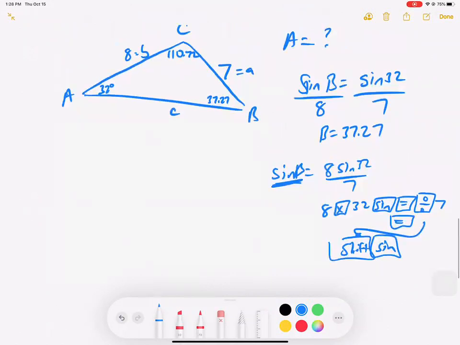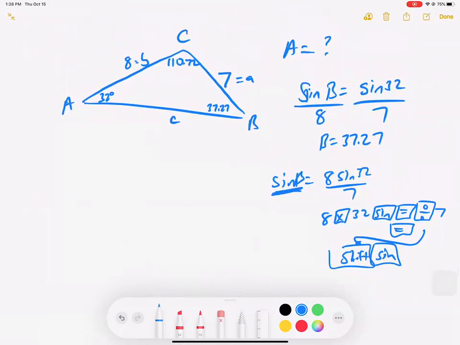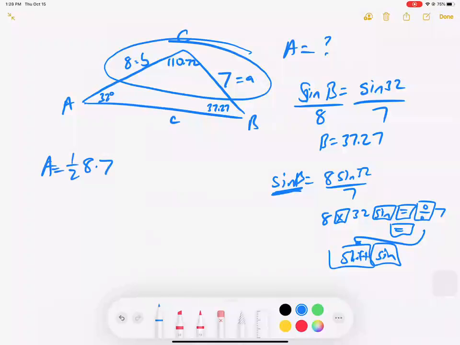Now, looking back at this triangle, I could solve for side C, and that's 100% great. But do I have SAS now? So from this step, we could go ahead and use our area formula. Area is equal to 1/2 times 8 times 7 times sine of 110.72.